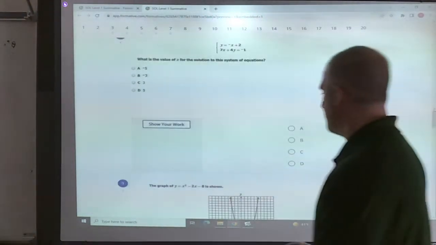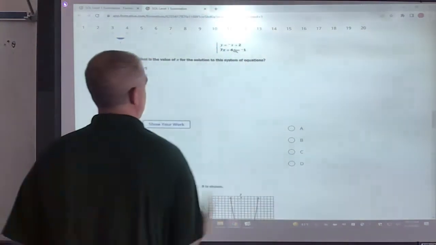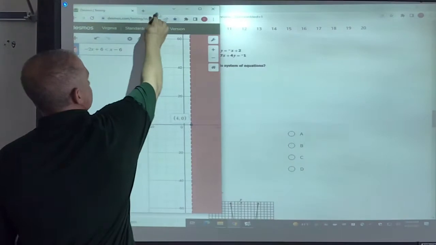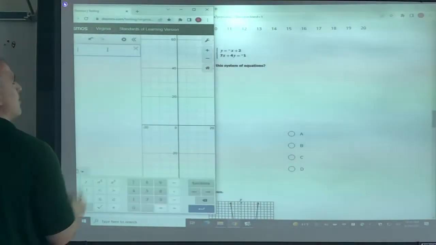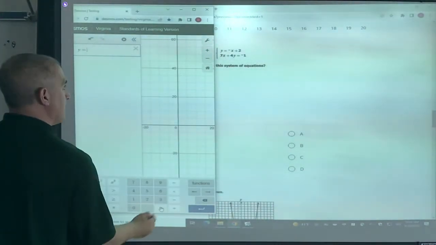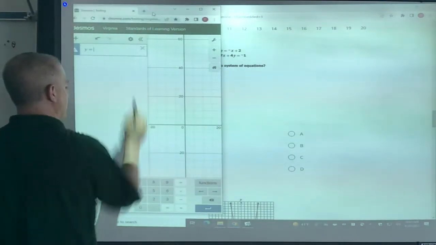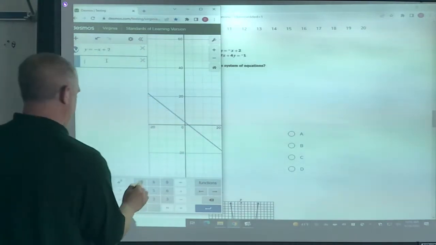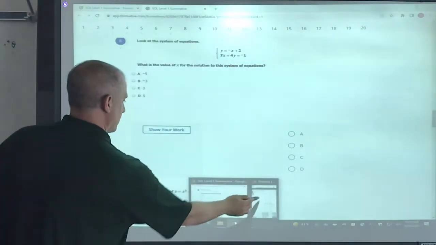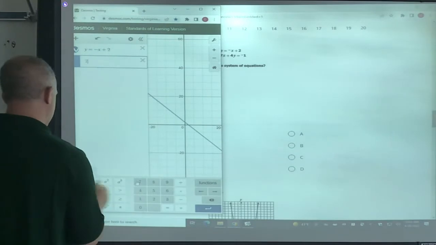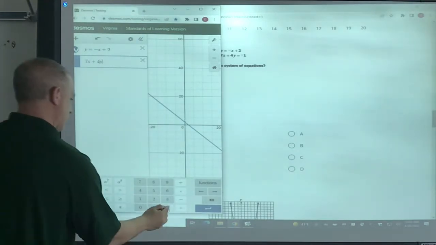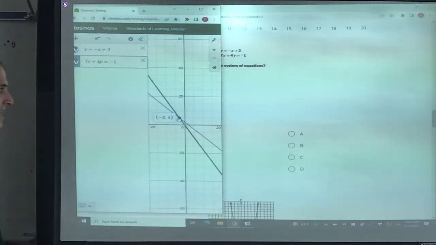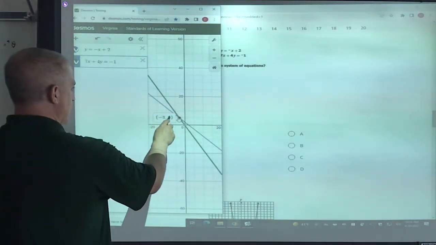All right, now here's another one. Same deal, I want to type these into Desmos. Y equals -x plus 2, and 7x plus 4y equals -1. Now where does that intersect? Right there. It's x is -3, y is 5.